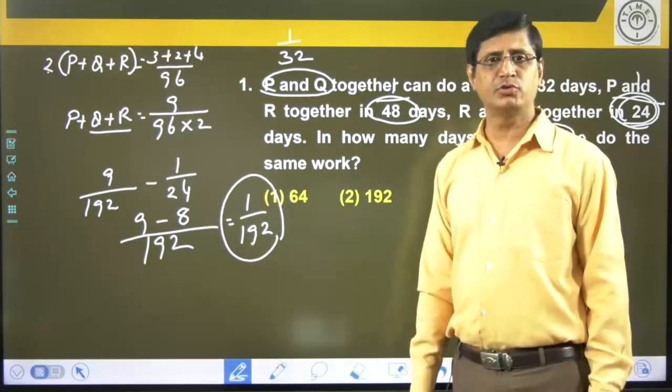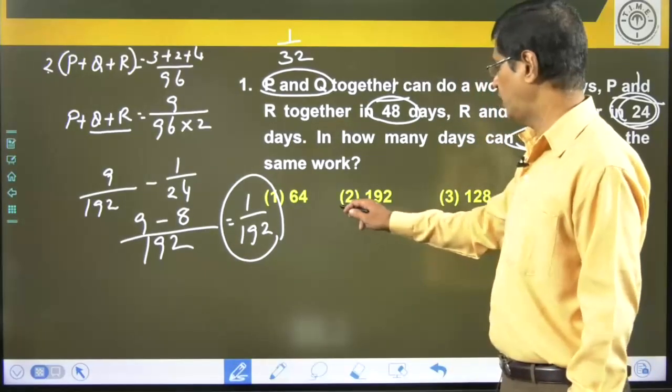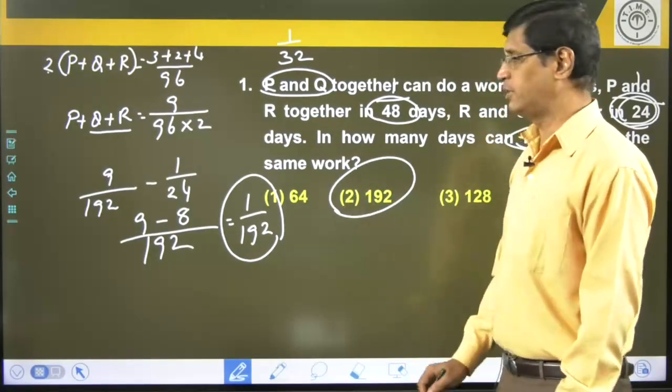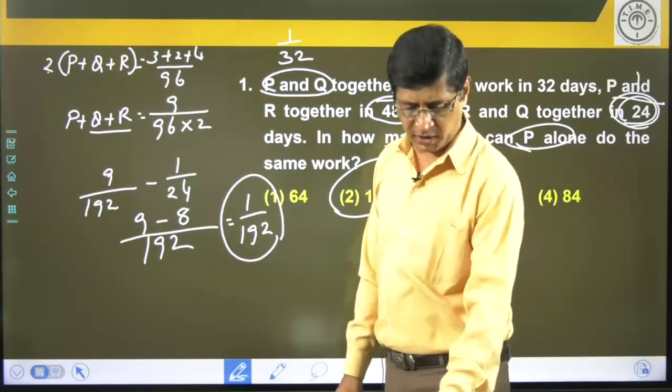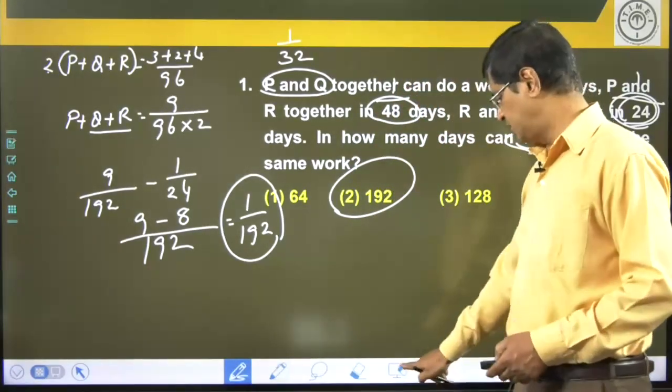1 day work of P is equal to 1 by 192. What is the full time? 192 days. So P alone can complete the whole work in 192 days. So the right choice is option number 2. The second choice is the right answer.